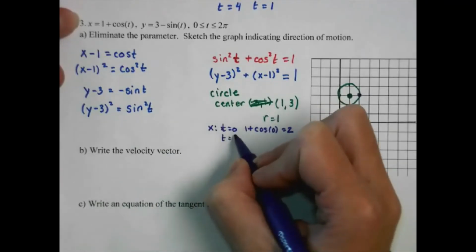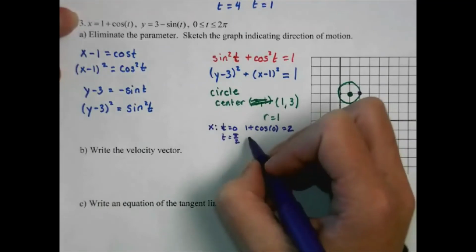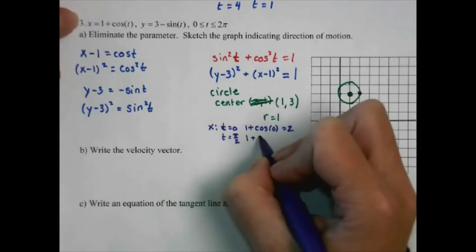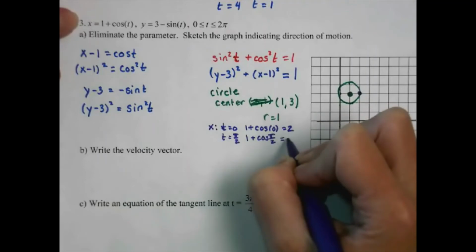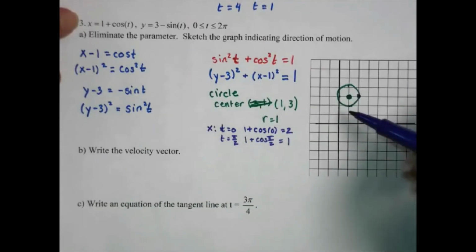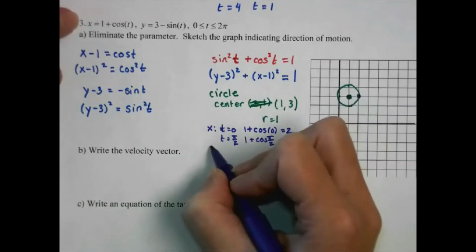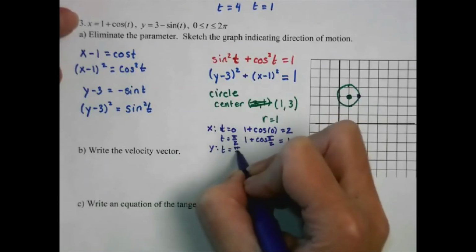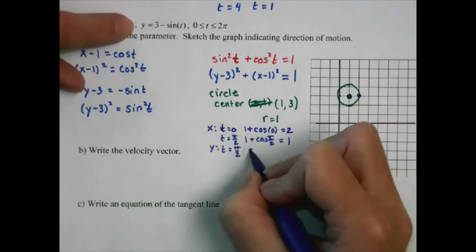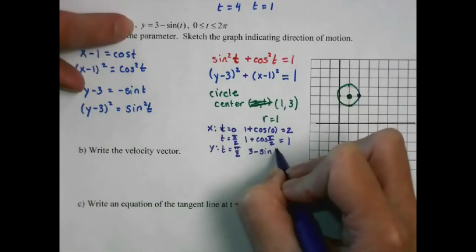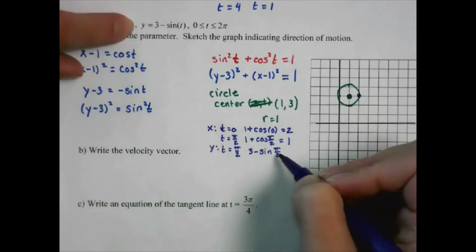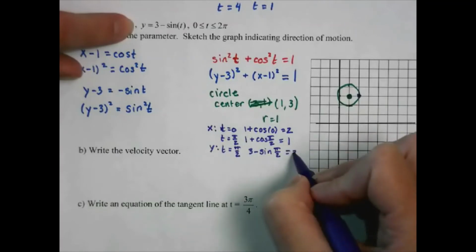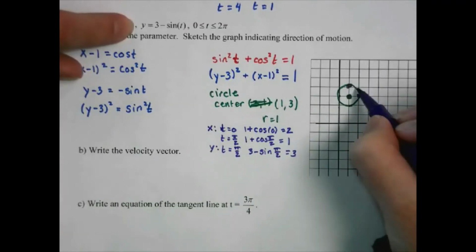Let's say I go to t equals pi over 2. Well, that's going to be 1 plus cosine pi over 2, which is going to be 1. So now we need to figure out, is that this x value of 1 or this x value of 1? So I'm going to plug the y in there at t equals pi over 2. In the y equation, that's going to be 3 minus sine pi over 2. Sine of pi over 2 is 0, so this is going to be 3. So my second point was this one, which means we're going this direction.